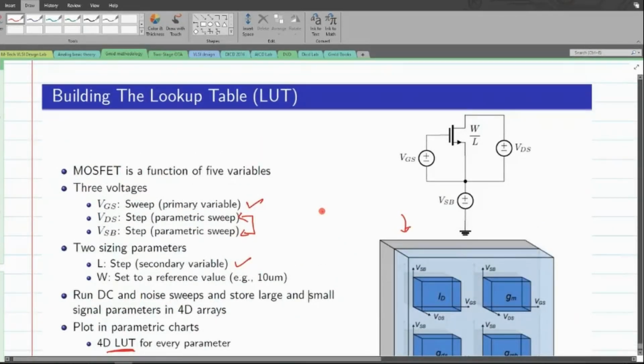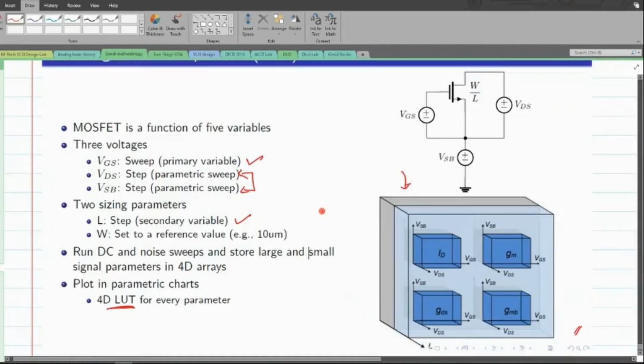we will try to use these LUTs to do a very simple circuit design, which is a CS amplifier, and later we will go for the more complicated designs like differential amplifiers and op amps.